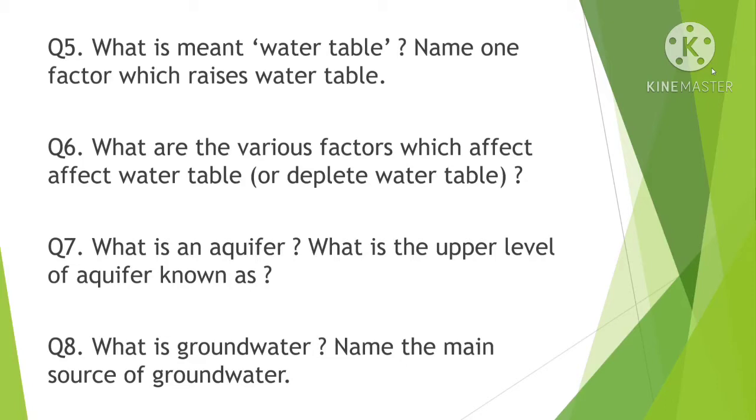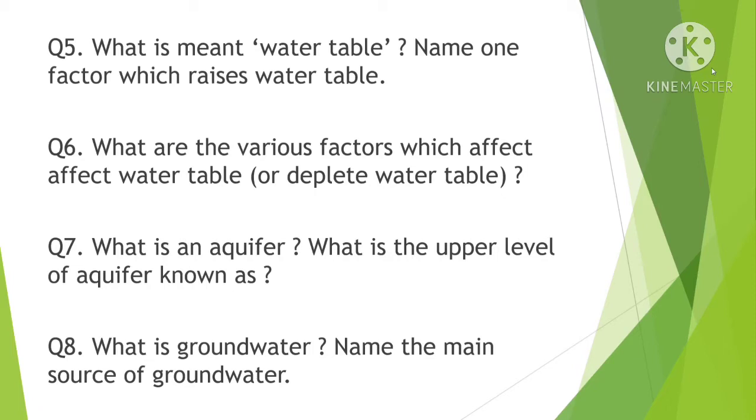Now our next question is, what are the various factors which affect the water table or deplete the water table? The various factors that affect the water table are increasing population, increasing industrial and agricultural activities, scanty rainfall, deforestation, and decrease in the area for seepage of rainwater.